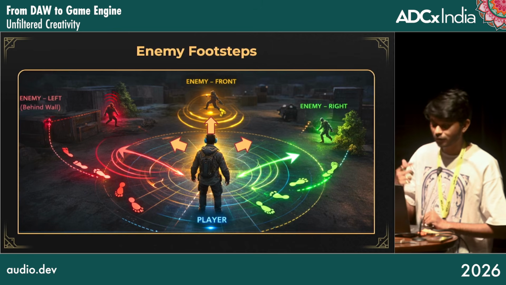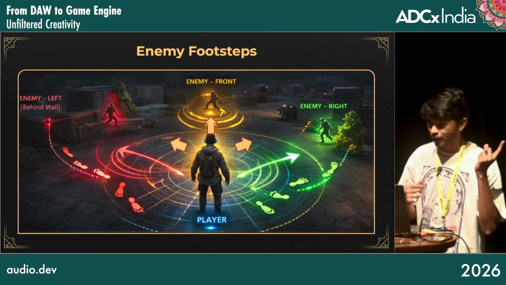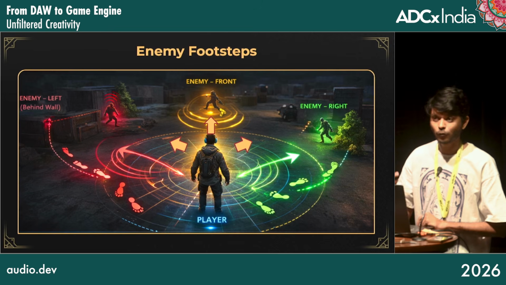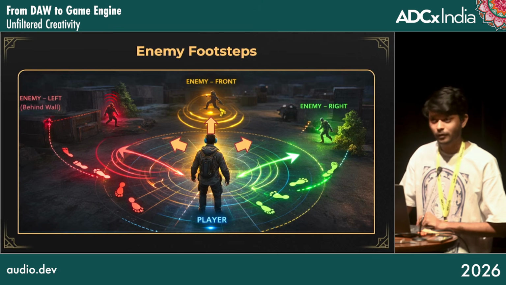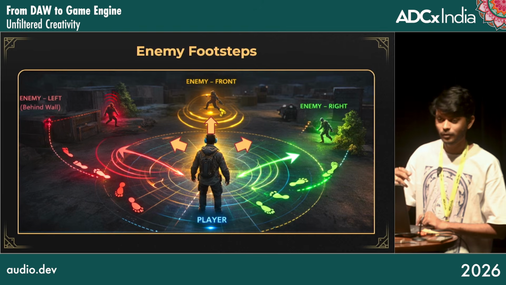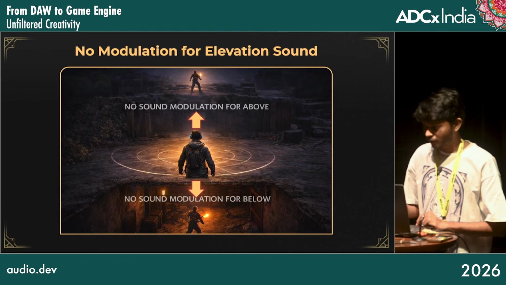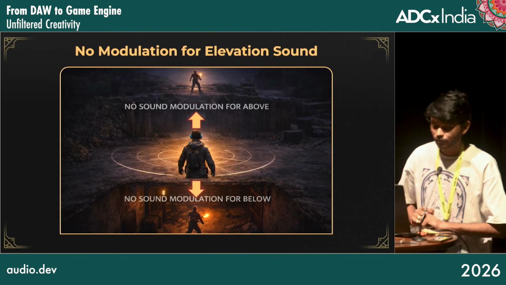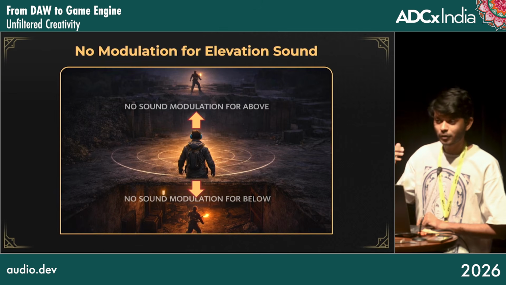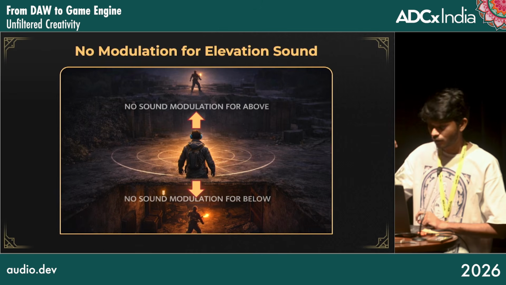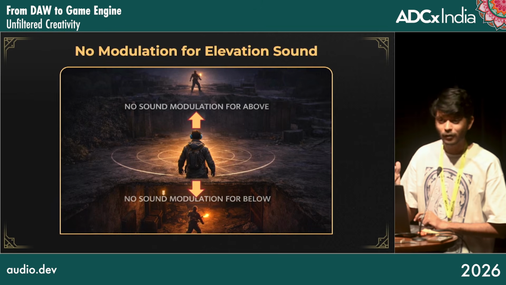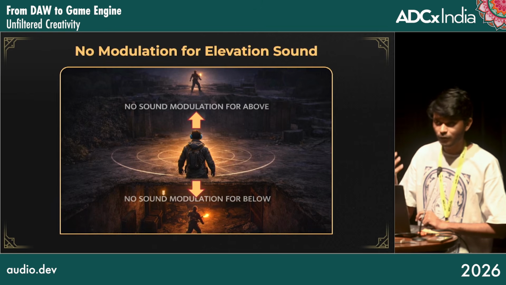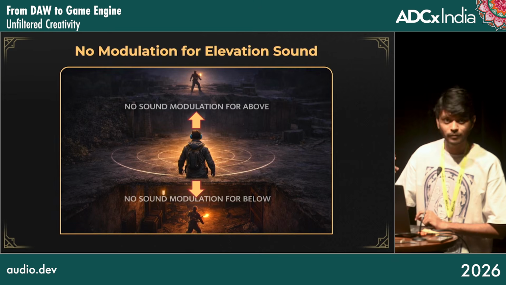So we already have 3D audio working inside the game, like the left-right panning and the distance-based volume attenuation. If the enemy is far away from me, the volume will be lower, and if it's nearby, it will be louder. But the problem here was elevation. We don't have any different audio treatment if the enemy is above me, and the same for below. And again, we are creating a game for low-end devices, so we can't use any heavy processing plugin like HRTF to adjust this.